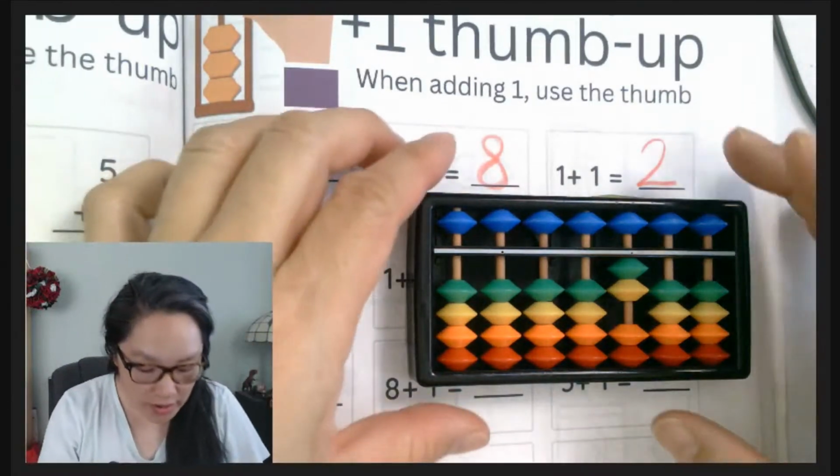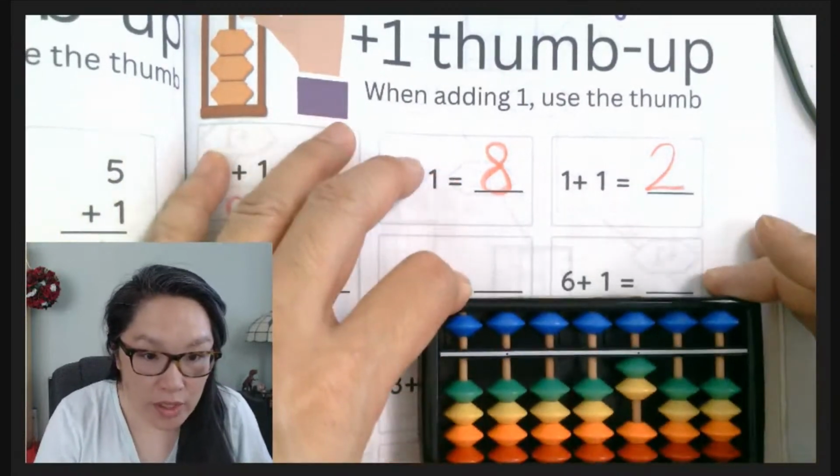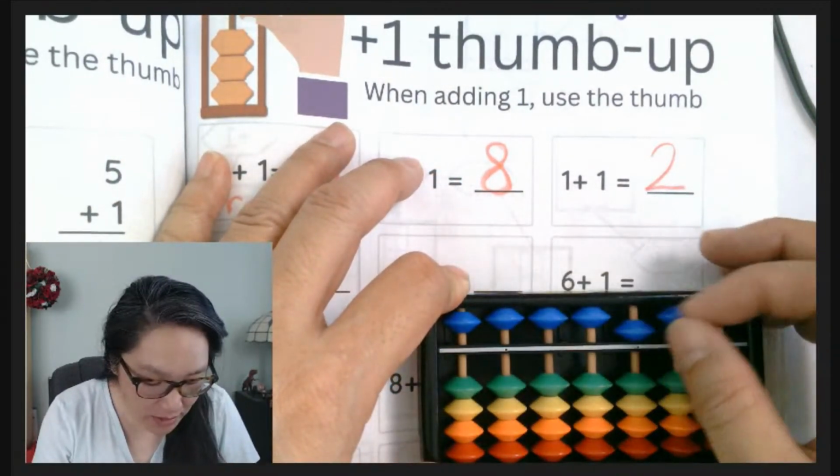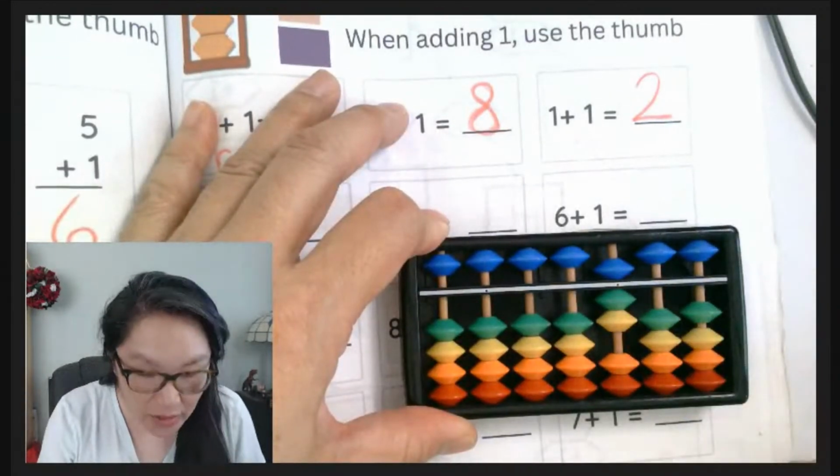So the question is, no, the answer is two. Then again, we could do it again. We're going to do it again. Why? Because we want to just be able to get used to adding the number one. So we're just adding one.